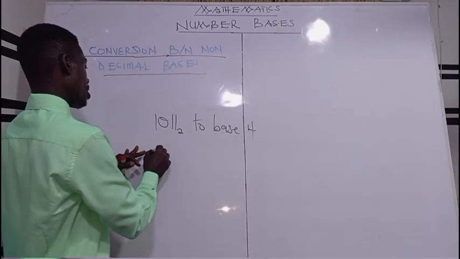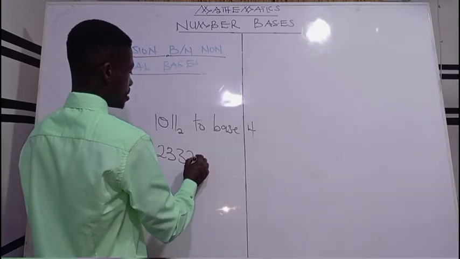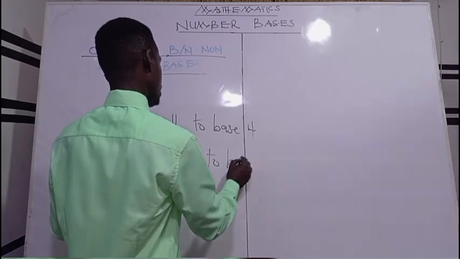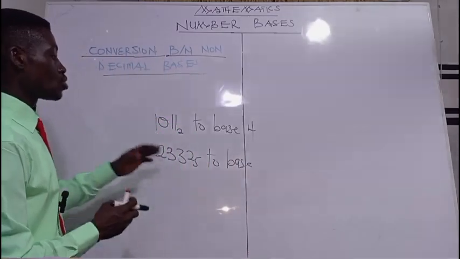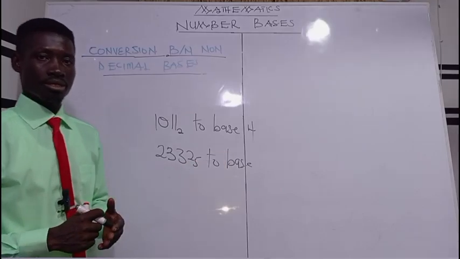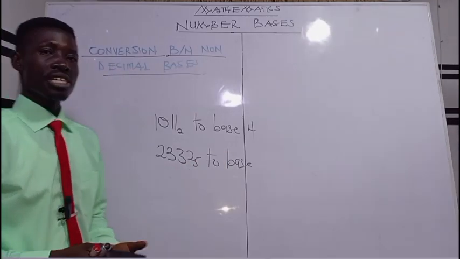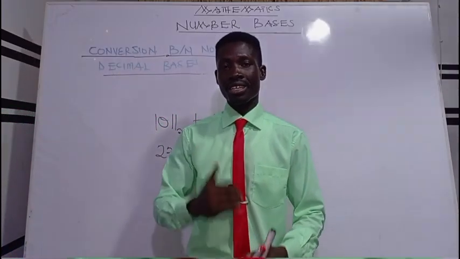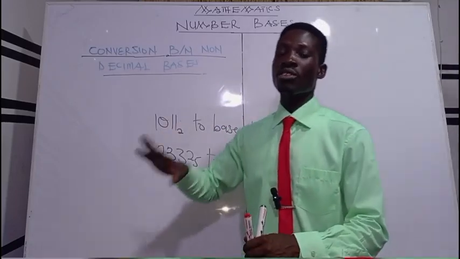Assuming you have 2332 base 5, and then you want to convert it to base 6. This is what we call conversion between non-decimal bases. In doing so, we are first going to convert the number to base 10. Then after that, the result that we get, we convert it to the base that we want to convert to.